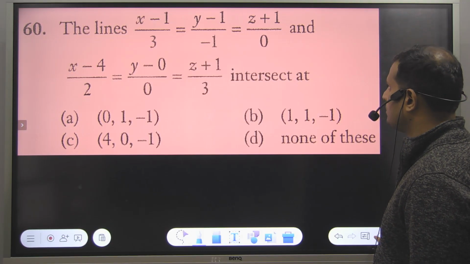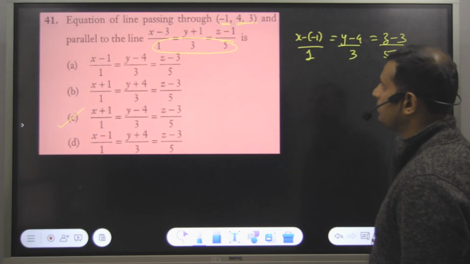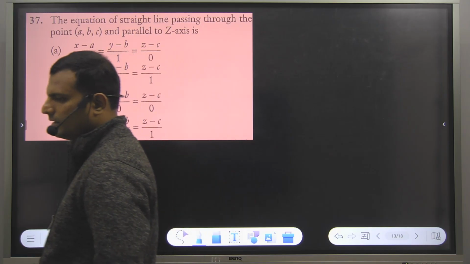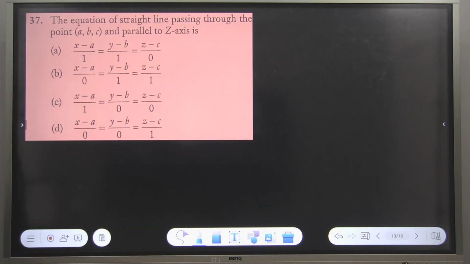Okay, so now let's do this 37th one. Who will read 37th? Okay, I'll read. The equation of a straight line passing through the point A, B, C and parallel to the z-axis is option D. Option D, very good. Can you explain also why it is option D, please?